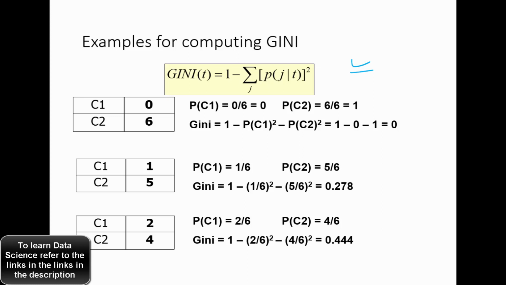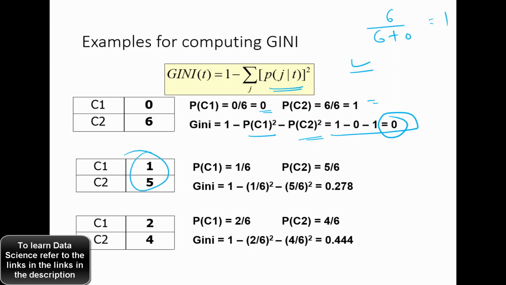Here is the 0, 6 case. So calculate the probability of C1, because there are different probabilities for different classes at a particular node. So this is node 1. 0 divided by 6 is just 0, and the probability of C2 is 6 by 6, because the total is 6. That's 1. So how you calculate Gini is nothing but 1 minus the probability of C1 squared and then the probability of C2 squared, and that's nothing but 0. That's a very good Gini. Close to 0 is better.